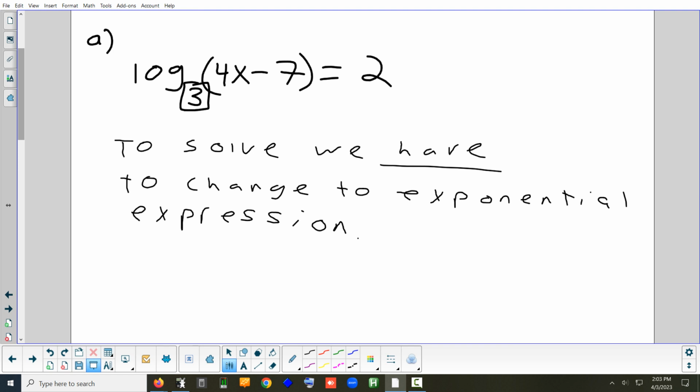Start with the 3. Jenna, what's the 3? That's my base. So 3 is my base. Logarithm equals, well, in this case, it's a 2. And logarithm always equals what kind of number? Logarithm always equals the exponent. So that 2 becomes my exponent. And Tony, what do we call the thing that ends up by itself on the other side?